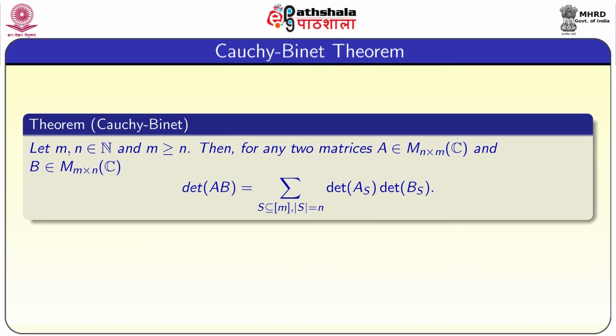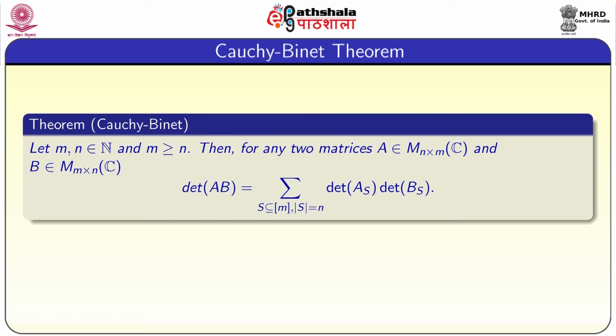So, this is one of the famous theorems, the Cauchy-Binet theorem. Let M, n belong to the natural numbers and M is greater than or equal to n. Then for any two matrices A belonging to the set of n by M matrices and B belonging to the set of all M by n matrices with complex entries, the determinant of AB is equal to the summation over S, a subset of box M with cardinality of S equal to n, of the determinant of AS into the determinant of BS. So, the determinant of AB can be evaluated in this way.